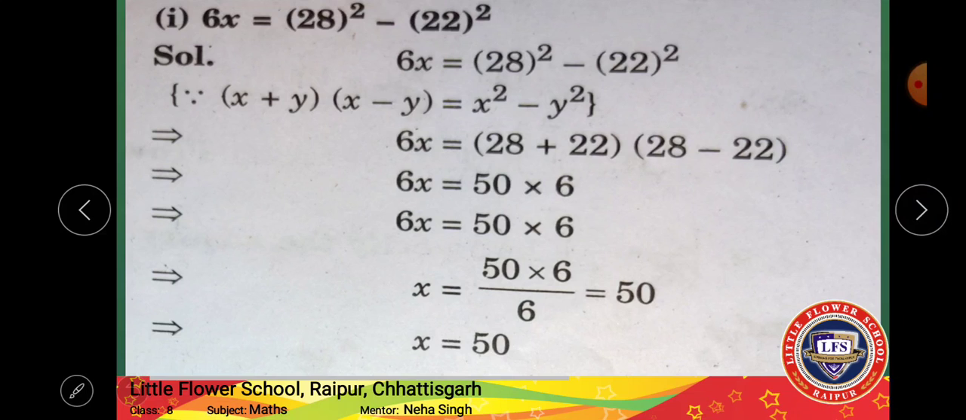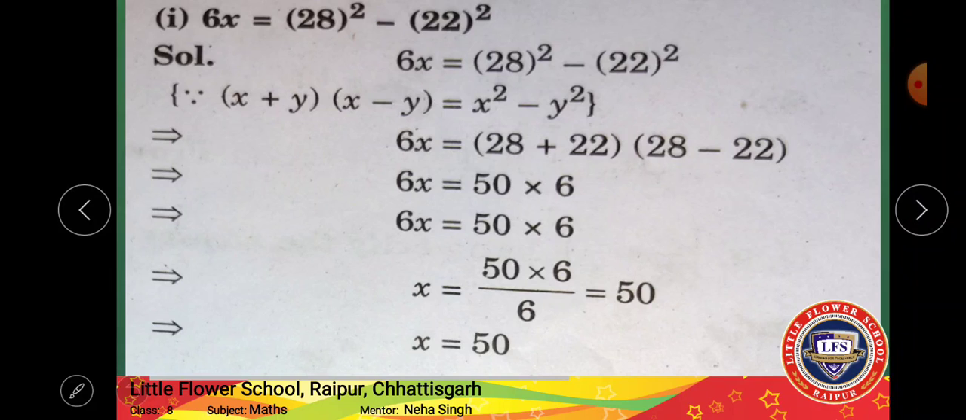Right? So 28 square, how can I write it as? See, a square minus b square. Here I will apply the formula, which will be (a plus b)(a minus b), or (x plus y)(x minus y). Right? So why am I doing this? Because our calculation will be easy.